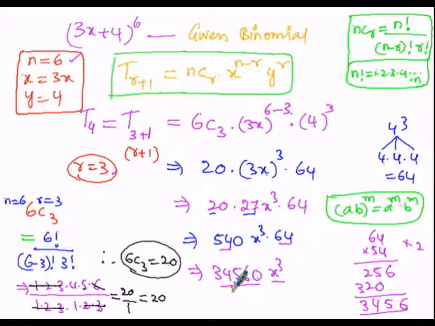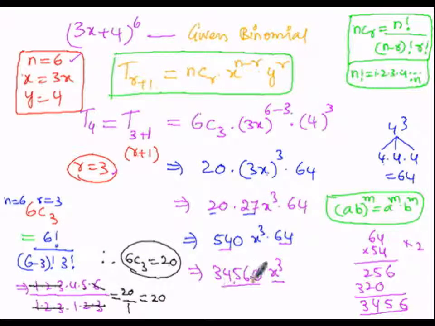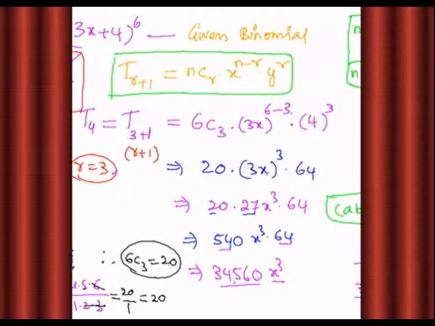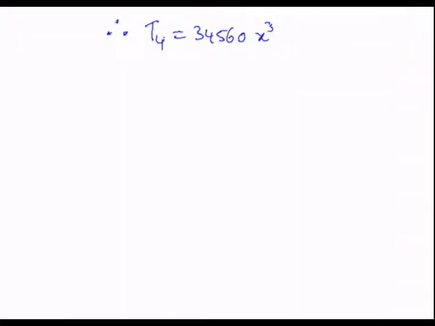So here in the next logical step I say T4, the fourth term, is equal to 3456 followed by 0 and x cube. Then the fourth term consists of x cube, and the x cube quotient is 34,560.